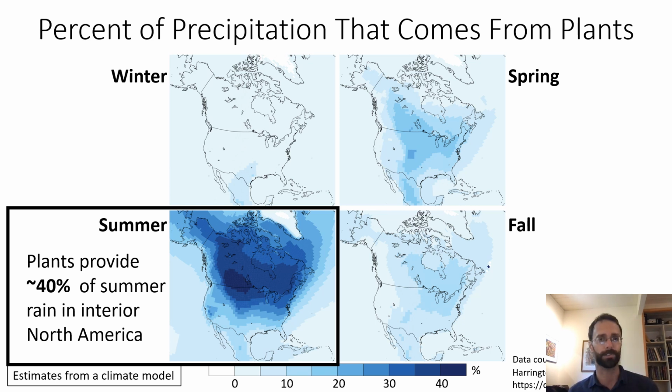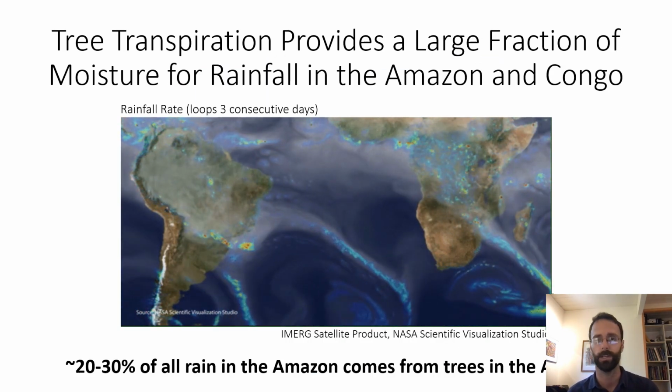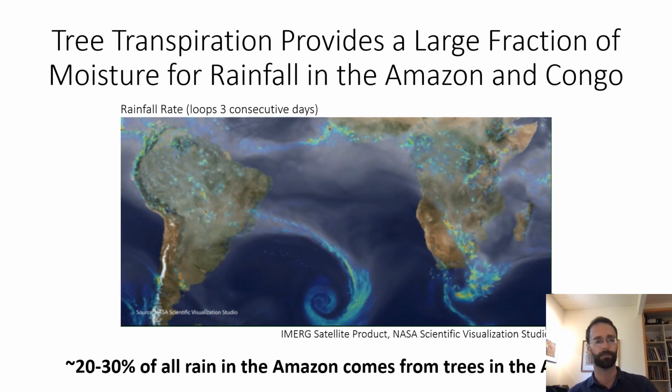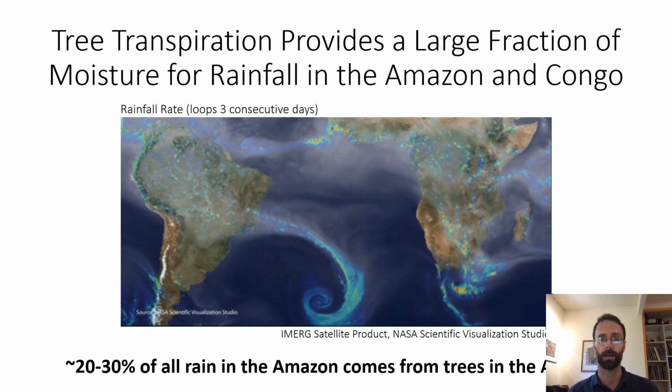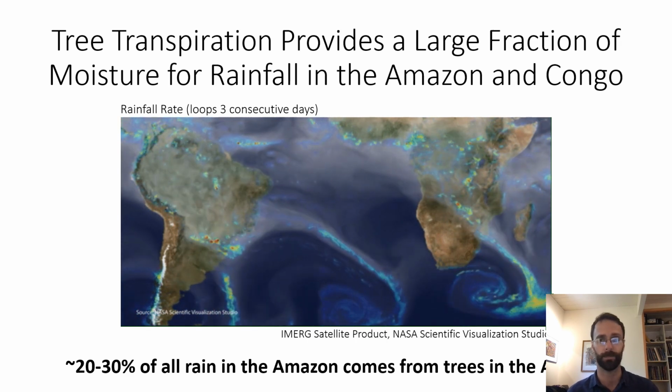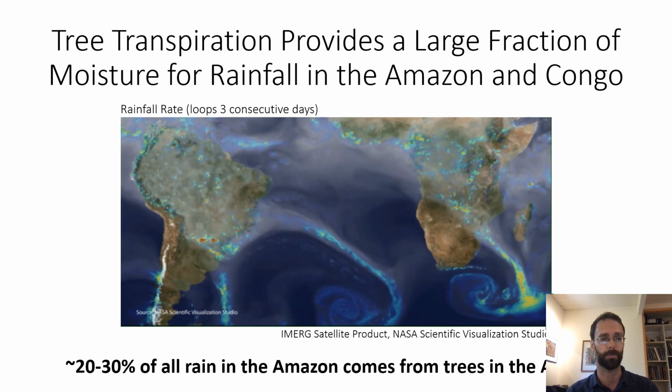So where else in the world relies really heavily on transpiration for rainfall and therefore for the vitality of their managed and natural systems? Well, the tropical forests are a great example. It's estimated that anywhere from 20 to 30% of all of the precipitation in the Amazon comes directly from trees in the Amazon. We can see this in this satellite-derived visualization from NASA, right?